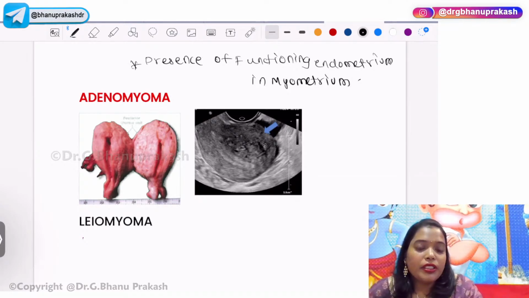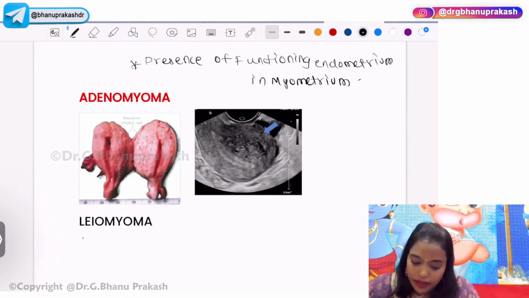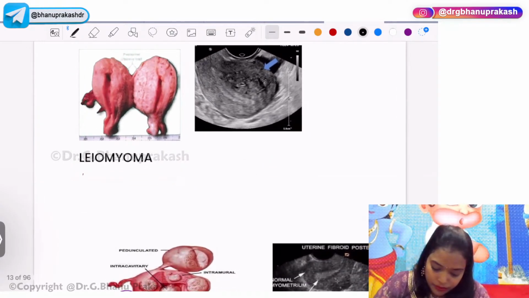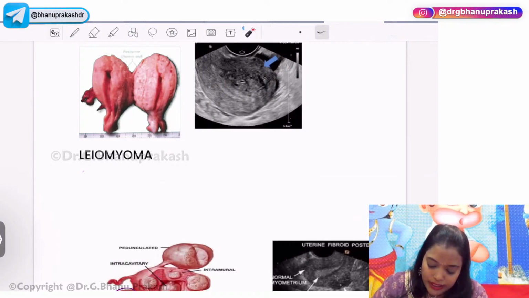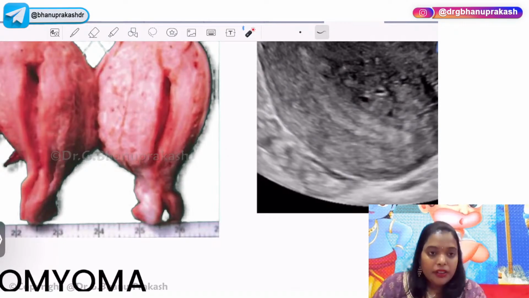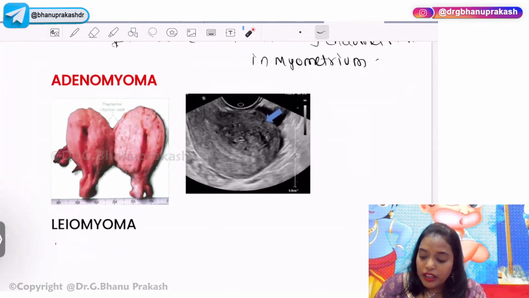So adenomyosis or adenomyoma is where you have presence of functioning endometrium in the myometrium, right? If you observe here, these are the small cysts which have gone into the myometrium. Can you see here? So what will be the presentation of this patient with adenomyosis?